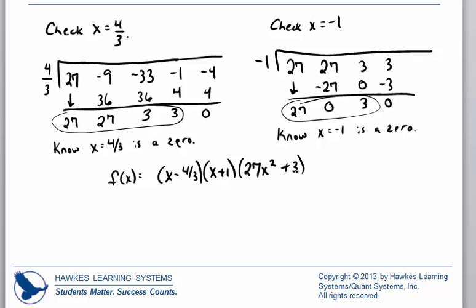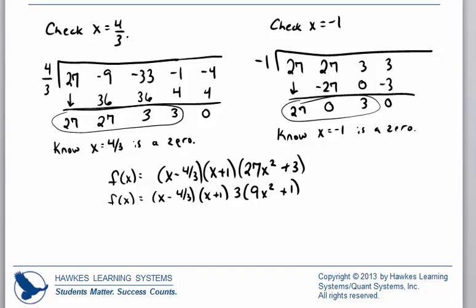Now we want to look at this 27x squared plus 3 and see if we can factor it. As I start to look at it in terms of factoring, I see that I do have a common term. I could pull a 3 out, to make things just a little bit easier. So if I take a 3 out, 3 times 9 is going to give me 27, and 3 times 1 is going to give me the 3. Okay, so let's look at what we've got now.